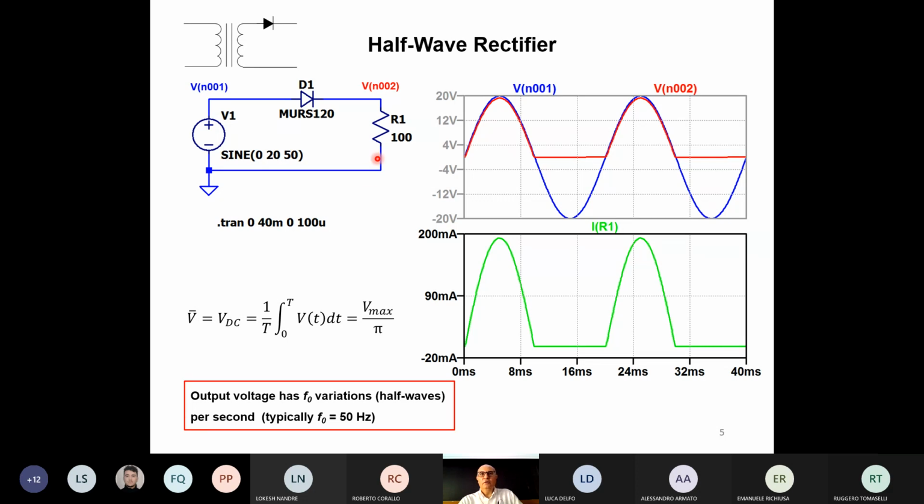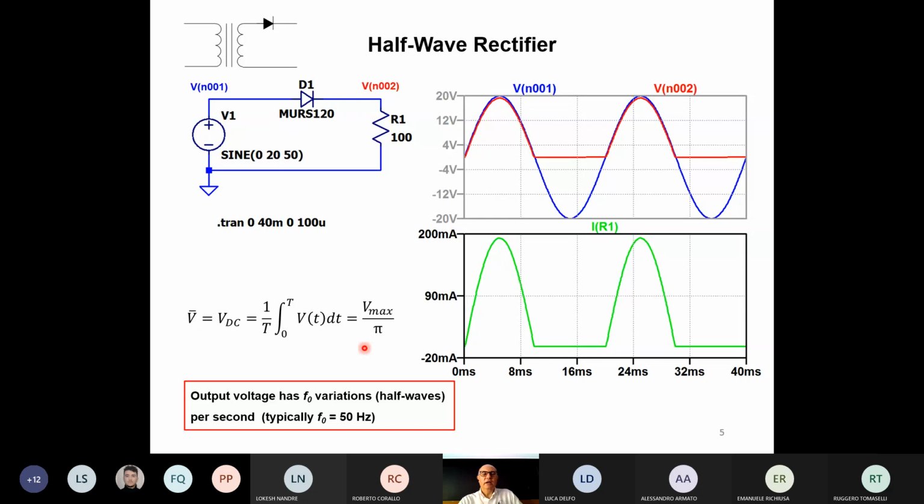Okay, so that's the output of a half-wave rectifier. Here in the red box, there is something that we must remember. The output voltage has a variation which has the same frequency as the input voltage. So you'll see 50 peaks per second as on the input voltage. We must consider this for later.